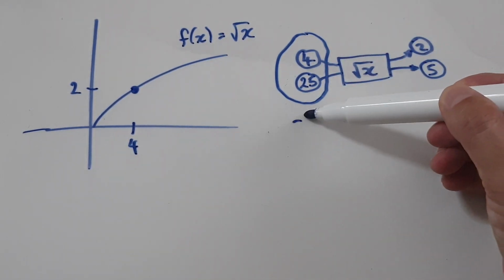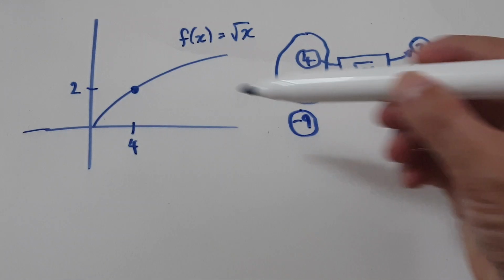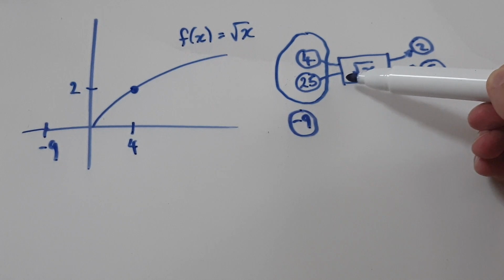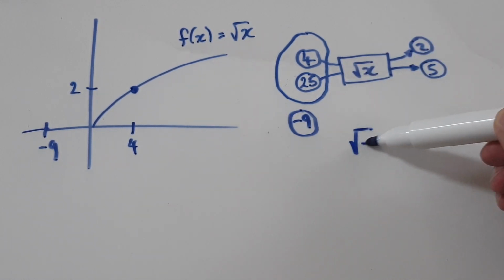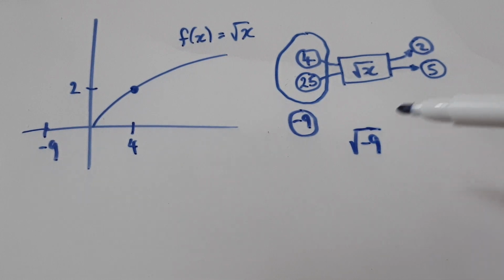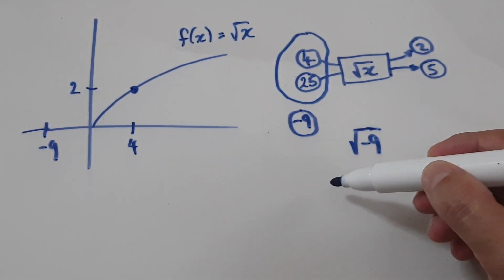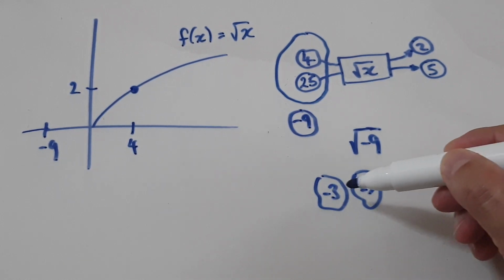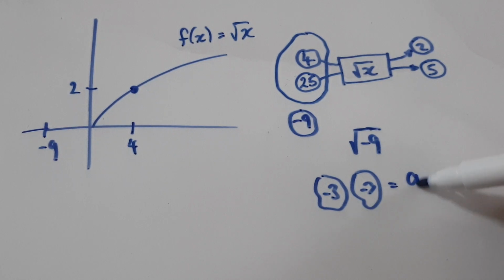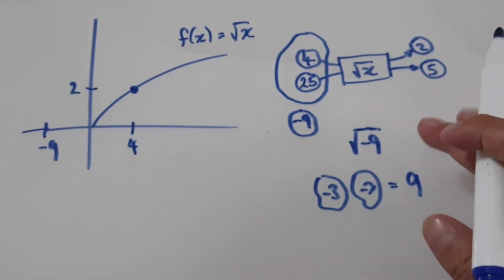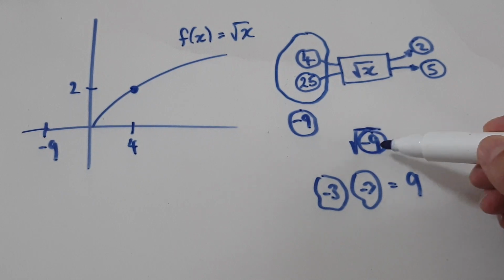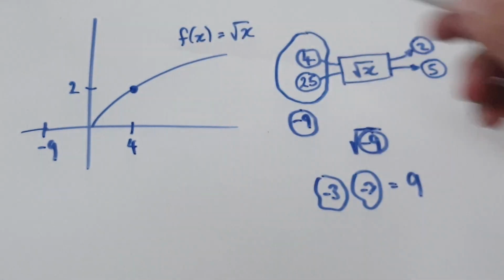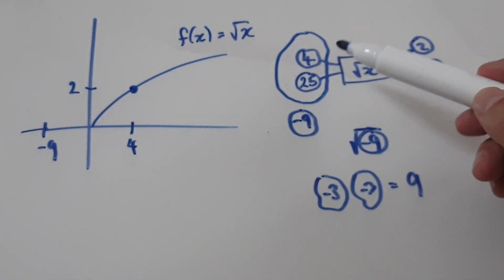So if you look at -9, you see -9 is not in the domain, because if you try and put -9 into the machine, it's like me asking you to square root a negative number. What is the square root of -9? Well, you could guess it's -3. But then -3 times -3 gives you a +9, because two negatives. As far as you're concerned, you can't really square root a negative number. So that's why on the square root graph there's nothing on the negative side. So -9 is not in the domain.